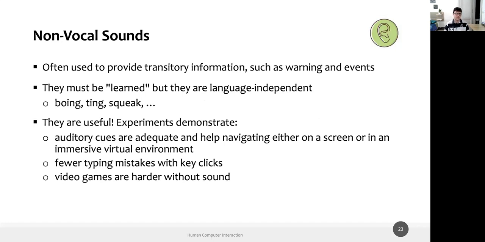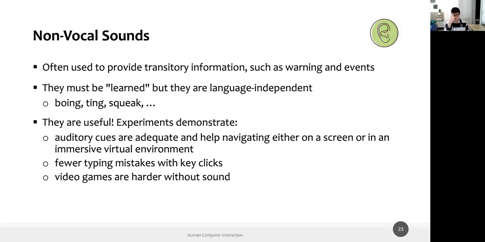Let's start from non-vocal sound. Non-vocal sound is often used to provide transitory information like warnings and events: you get a new mail, you get a message, and so on. They must be learned. The various boing, ting, squeak, whatever, must be learned. It's not a big learning, but it's something that we should learn, that this sound is the message on WhatsApp, and it's not a new mail, to distinguish that a sound is specific to an event that happened.